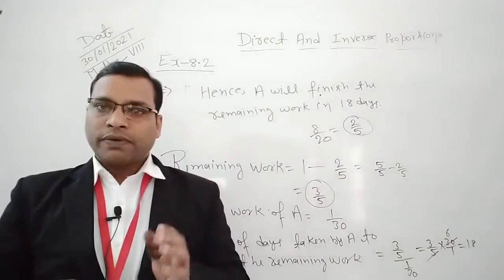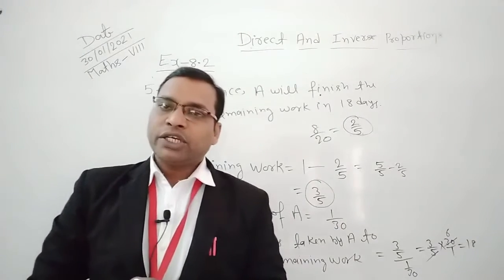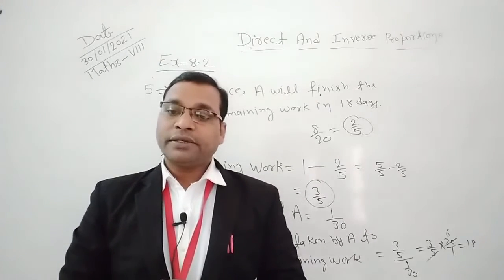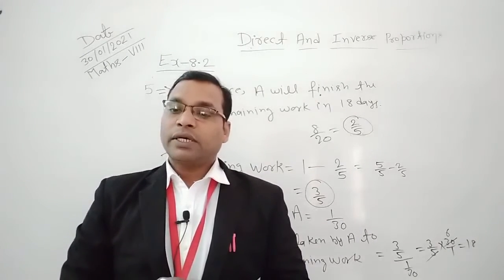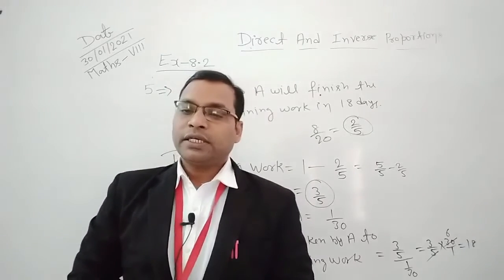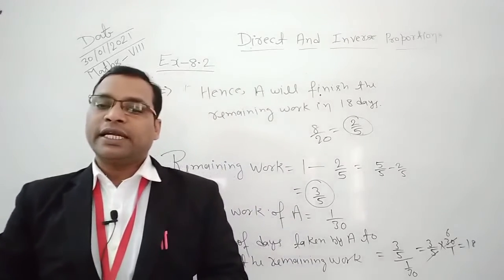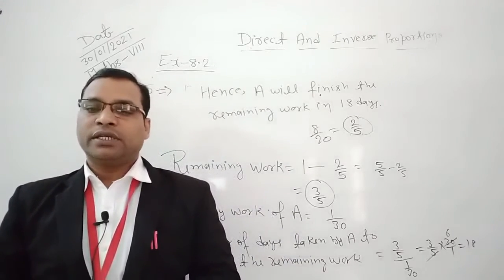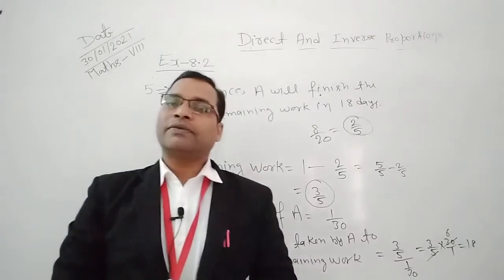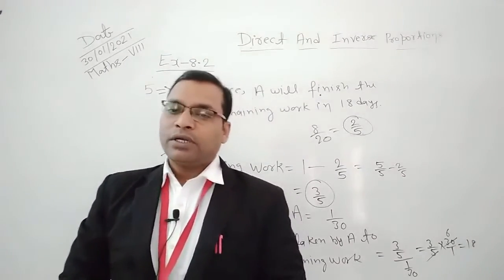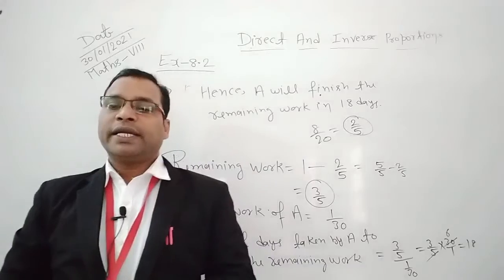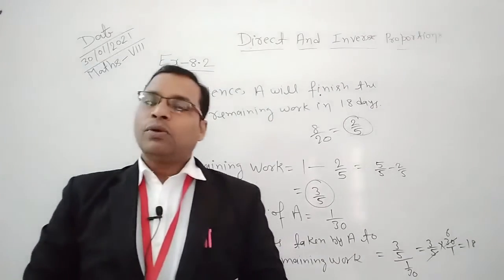Okay, so first we find how many days to complete these works, because they work together for 4 days. Clear? Then this is given that A can complete this work in 10 days and B can complete this work in 15 days. So you find 1 day work of A and 1 day work of B. So 1 day work of A is equal to 1 upon 10 and 1 day work of B is equal to 1 upon 15.